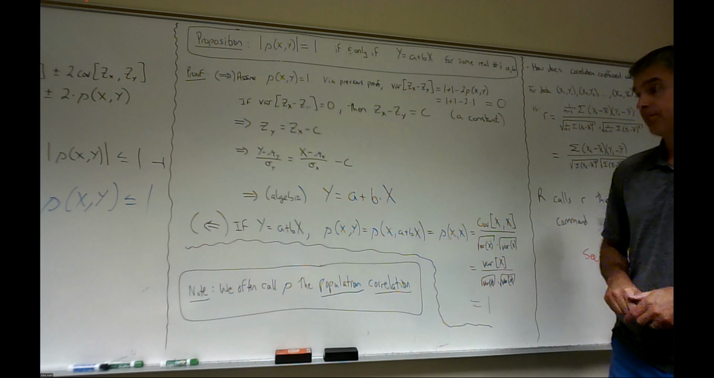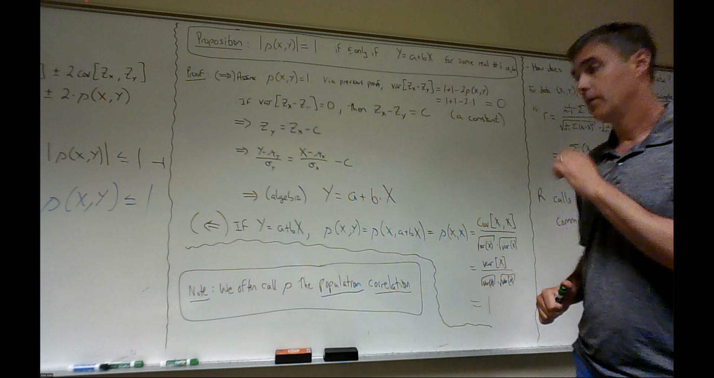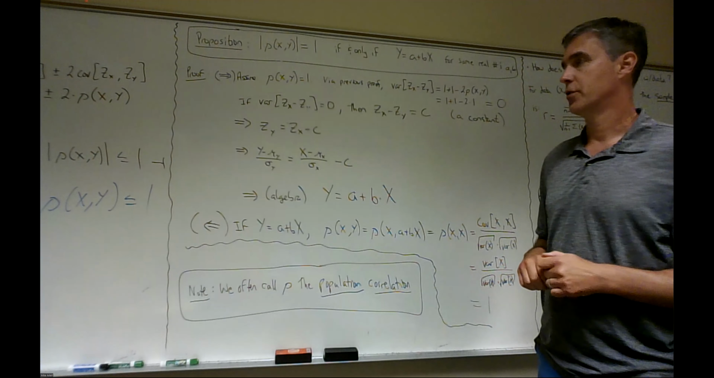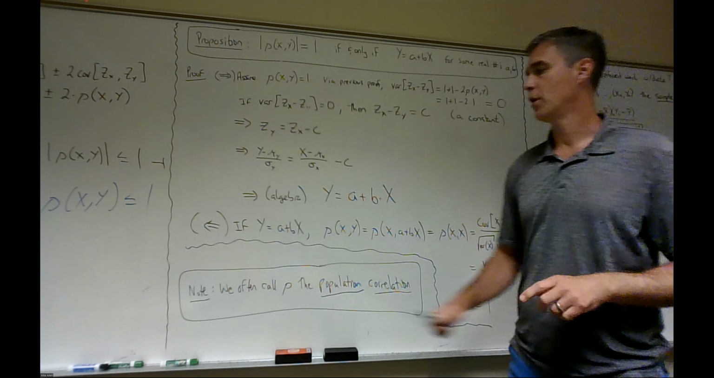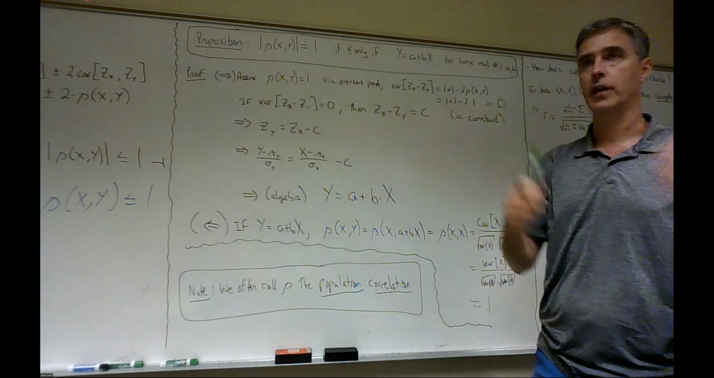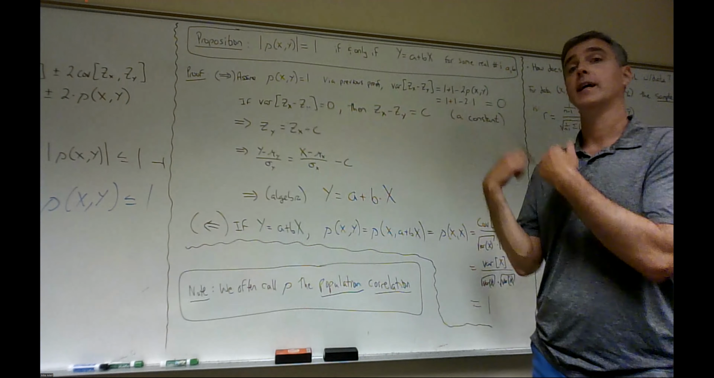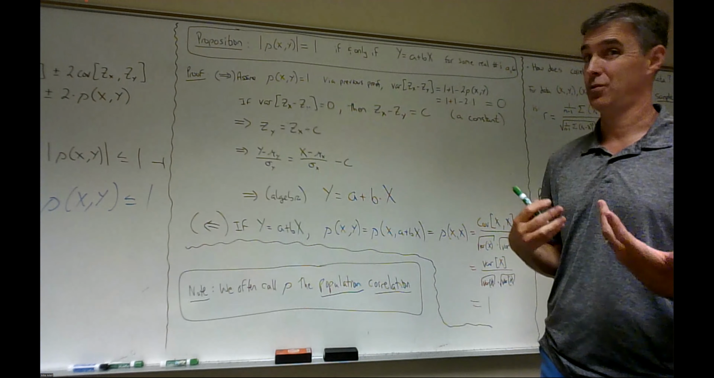I get that result. Now, with data, to distinguish sort of sample versus population, we often call this rho that we've been looking at in these panels the population correlation. And in the next panel, we'll look at the sample correlation.